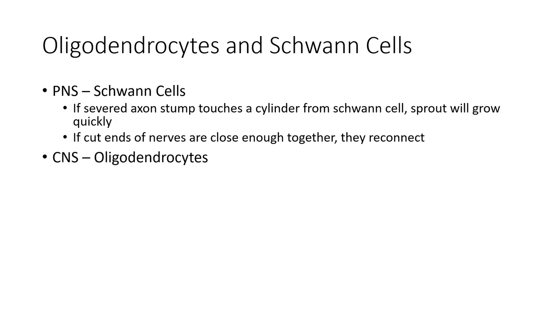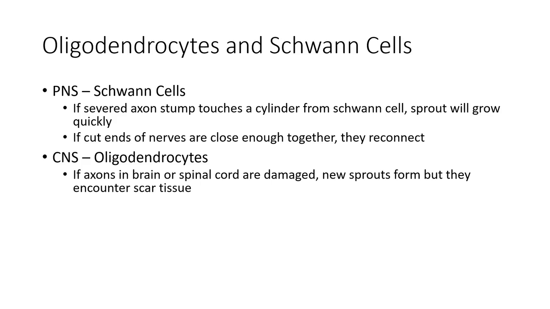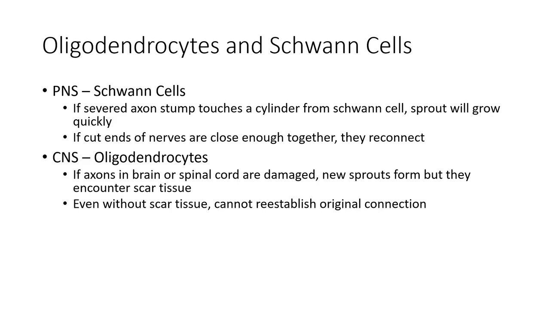However, if we focus on the CNS, it is a different story. These axons exist again in the CNS. The ones that we're focusing on are in the brain or in the spinal cord. And if there is damage to axons in these areas, even if new sprouts actually form off of axons, if they encounter scar tissue, they can't reestablish an original connection. So if there's damage that happens, it can't be fixed, essentially, or it can't be made the way that it was. So if an axon gets cut, it can't be reconnected again in the central nervous system.